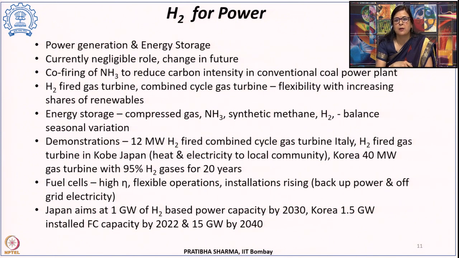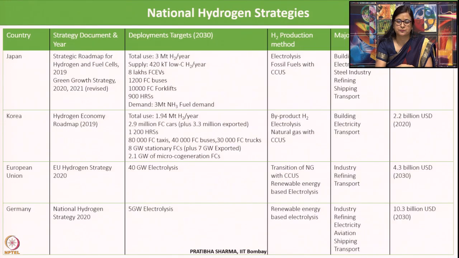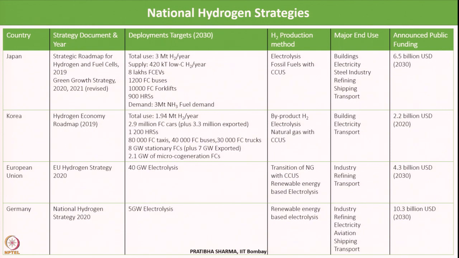Japan aims at 1 gigawatt of hydrogen-based power capacity by 2030, and Korea 1.5 gigawatt of installed fuel cell capacity by 2022 and 15 gigawatt by 2040. Now, Japan was the first country which came up with a national strategy, and that was in 2017.